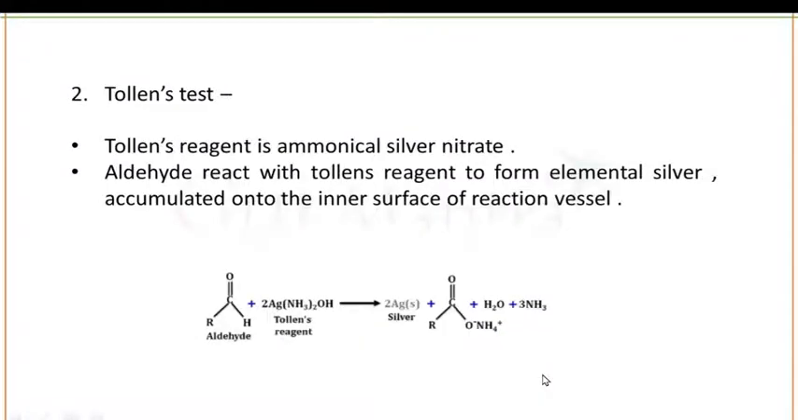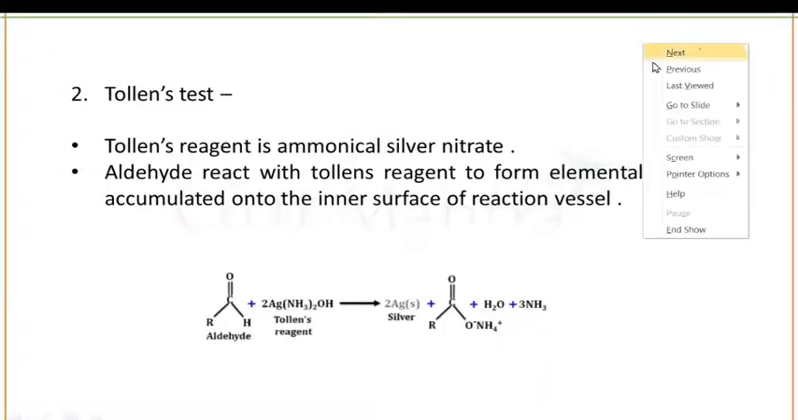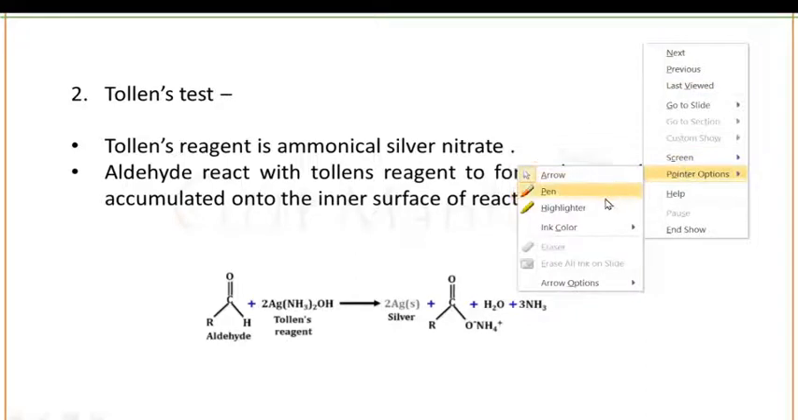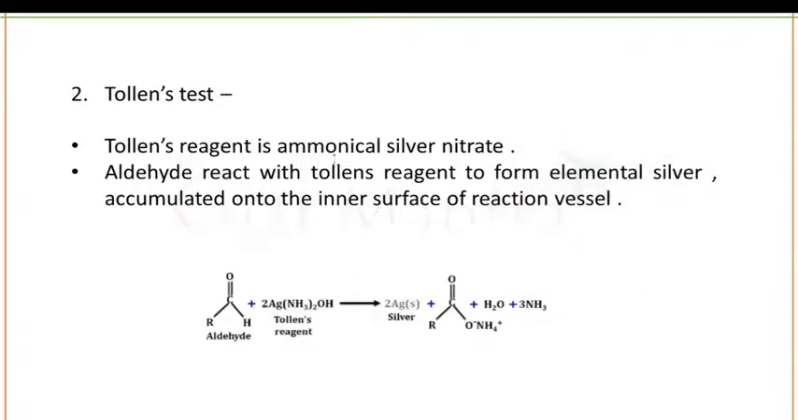Second test is the Tollens test. First of all, you need to remember this point. Tollens reagent is ammoniacal silver nitrate. Okay, this is very important. The formula of Tollens reagent. So Tollens reagent is ammoniacal silver nitrate. Aldehyde reacts with Tollens reagent to form elemental silver accumulated onto the inner surface of the reaction vessel. Okay, the reaction is this.